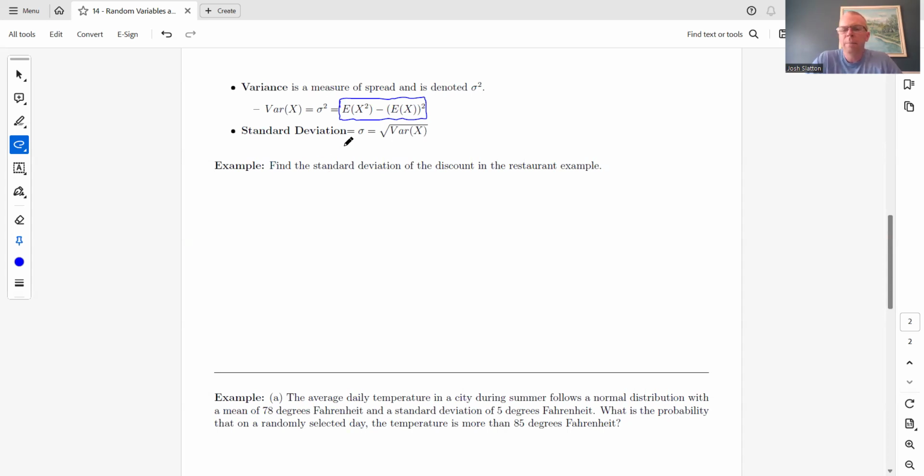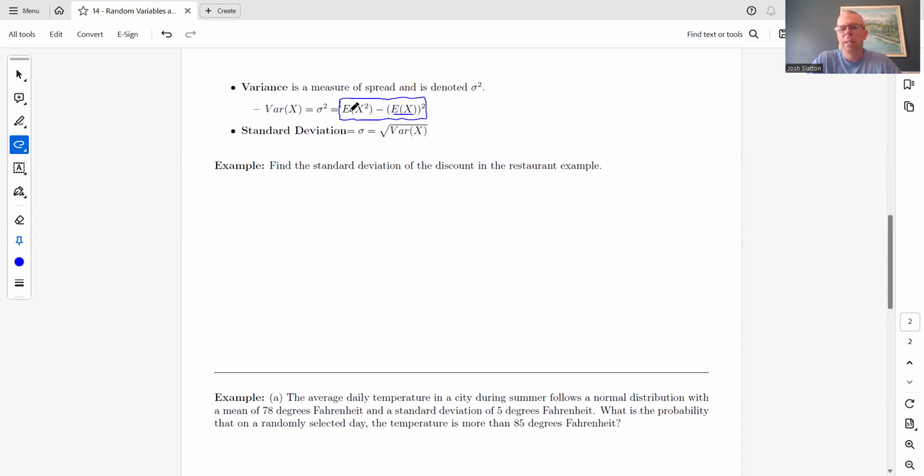So we're going to find the standard deviation of the discount in the last example. And so we need to find the variance first. You can't find the standard deviation directly. You have to find the variance first, and then the way we find the variance is we find these two things. So this expected value of x, that's what we found in the last part. So that was the 583 that we found earlier.